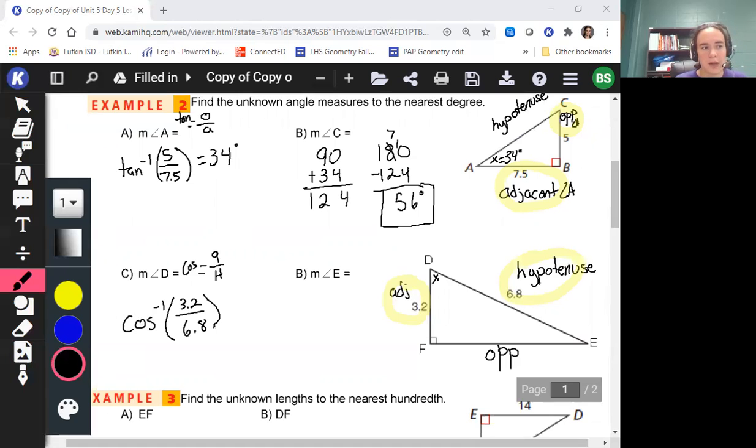And we get 61.9275. We have a 9 in the tenths place, so we are rounding up. So we have 62 degrees.